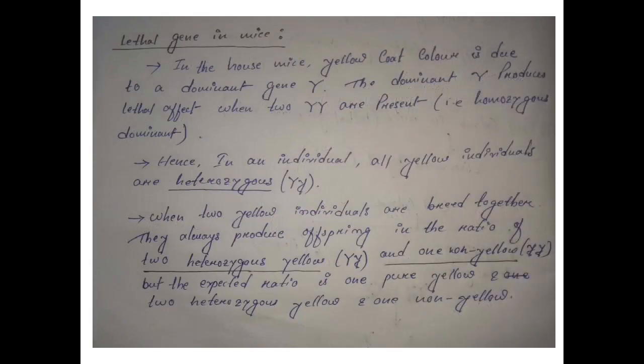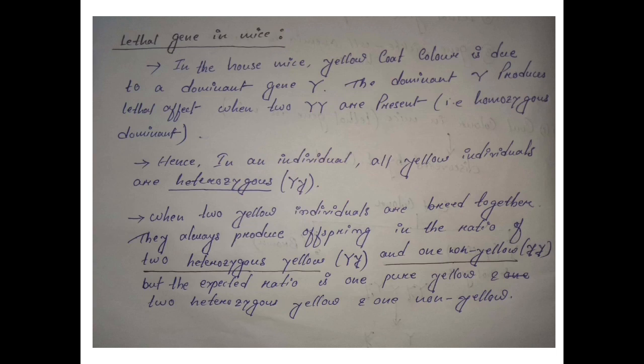Now see in detail about the lethal gene in mice. In mice, yellow coat color is due to a dominant gene, capital Y. The dominant capital Y produces a lethal effect when two capital Y are present, that is homozygous dominant. Hence, in a group of individuals, all yellow individuals are heterozygous, that is capital Y and small y, because the homozygous dominant acts as a lethal gene.